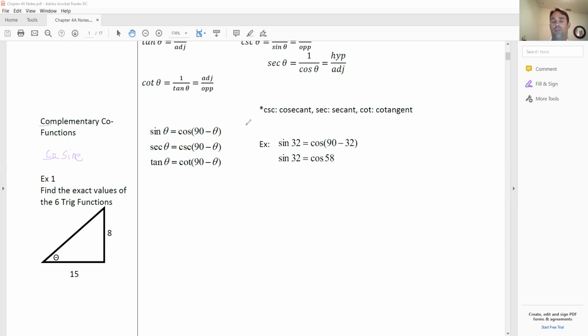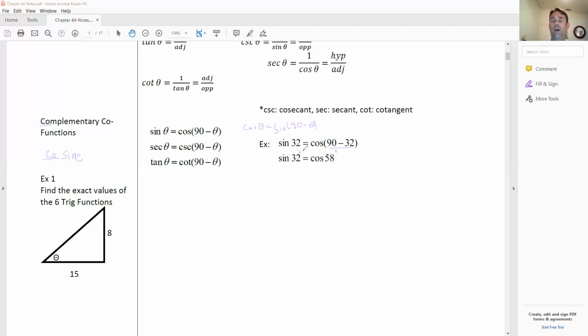But realize that's also the same thing: cosine of theta is equal to the complement of sine. So it's not just one way, it goes both ways. What that means then is sine of 32 is going to be equal to cosine of 90 minus 32, or cosine of 58. Now that's in degrees.